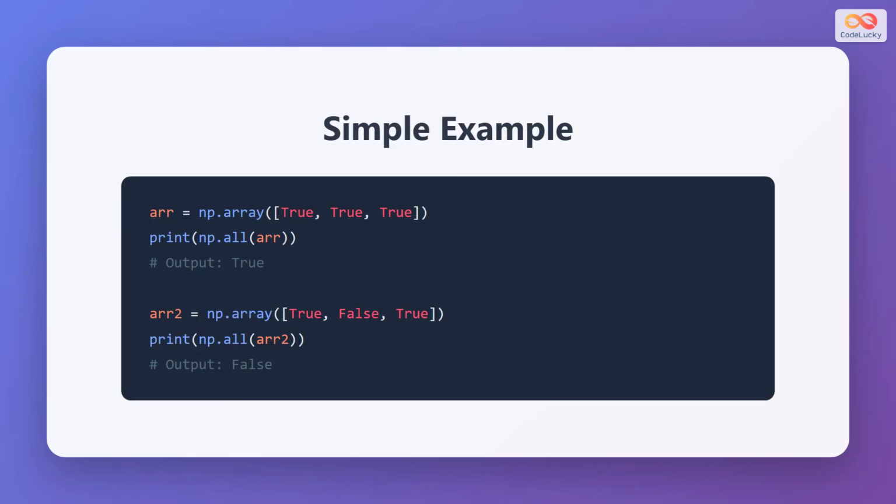Here's a simple example to understand how it works. In the first case, we create an array with 3 true values. When we pass this to np.all, it returns true because all elements are true. In the second example, we have an array with true, false, and true. This time, np.all returns false because not all elements are true. Even a single false value makes the entire result false.